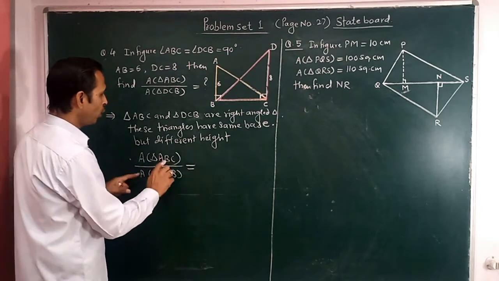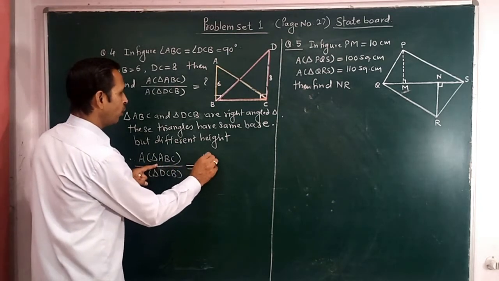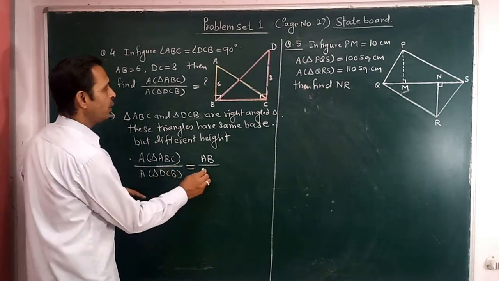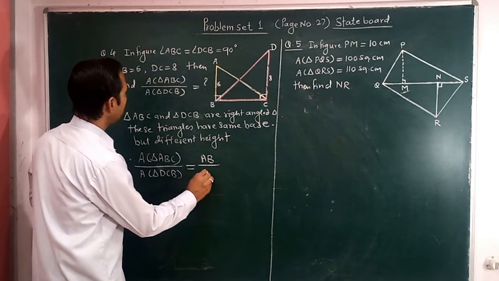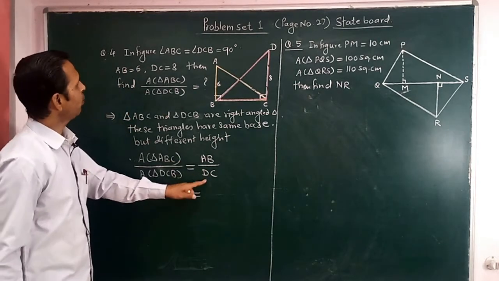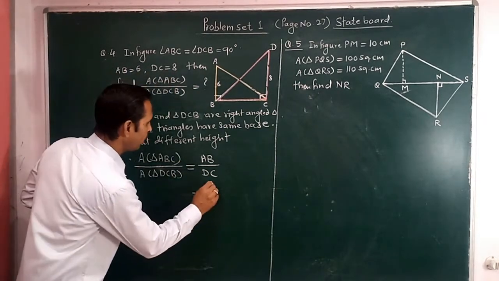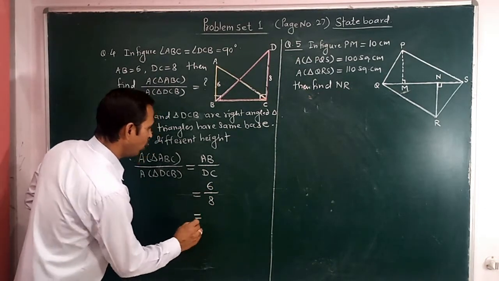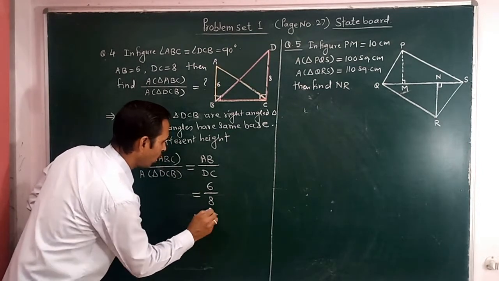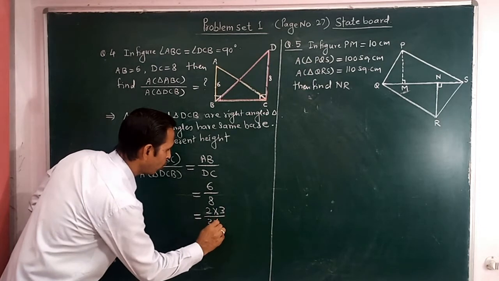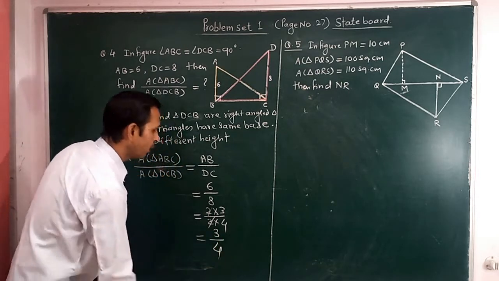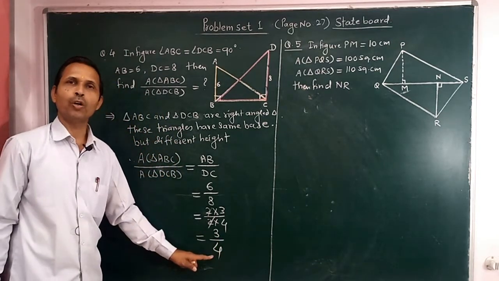equal to the height of the first triangle ABC, which is AB, divided by the height of DCB, which is DC or CD, we take here DC. If you put in the values, AB upon DC, AB is 6 and DC is 8, 6 and 8. Now take out the common factor from these two numbers, 2 into 3 and 2 into 4, 2 is common, this factor will be omitted, and that's why the ratio is 3:4 or 3 upon 4.